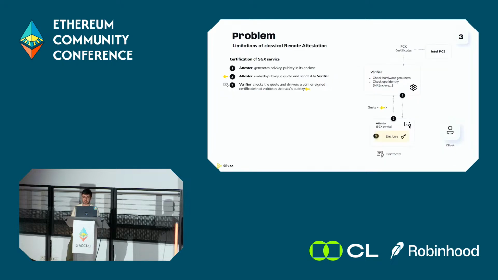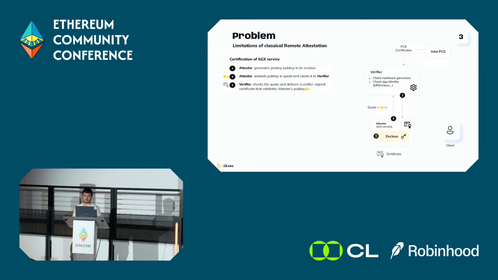Now, after presenting the most important concepts of remote attestation, we can present what are the limitations of the previous scheme by describing 2 different processes. The first one is a process of certifying or verifying an SGX service by the verifier. Then we have the process of the client-side verification. Let's start with the first process of certification of SGX service.